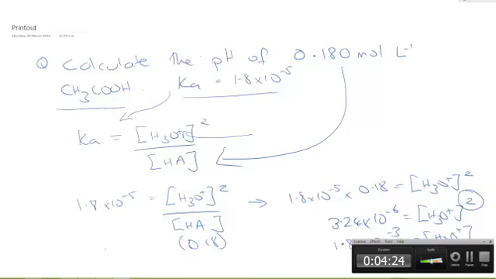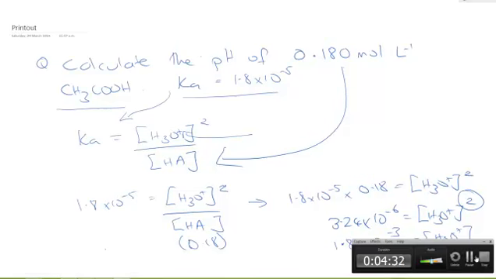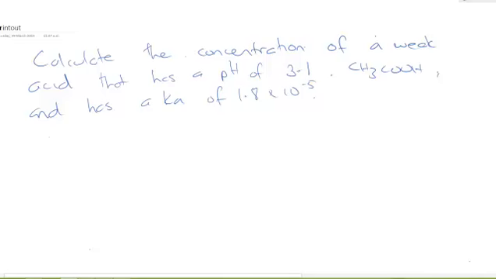Now, at this stage, that's one example of the calculation. Now, this is really a similar question, but just asking for a different value, and you should kind of be used to that, just substituting in different values to get things. Now, this is asking for a concentration of a weak acid. It's got a pH of 3.1 and a Ka of 1.8 times 10 to the negative 5.